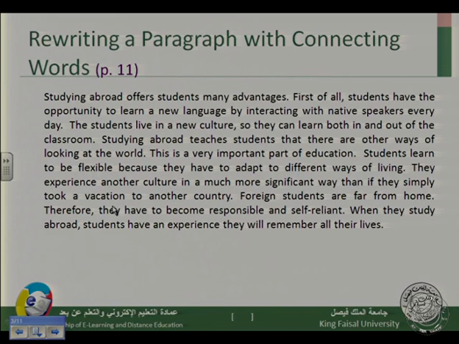Now, this paragraph was written without using any connecting words. Now, in this paragraph, you notice that there are some kind of related ideas, so to speak. So if you say studying abroad offers students many advantages, and then you begin by saying first of all, right? Students have the opportunity to learn a new language by interacting with native speakers every day, right?